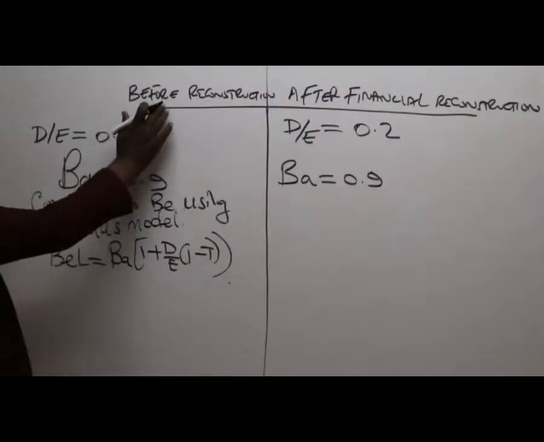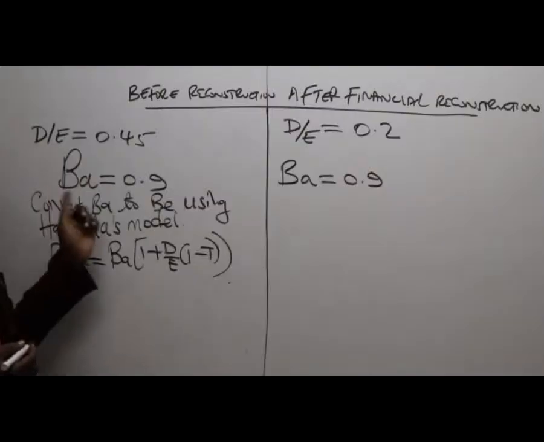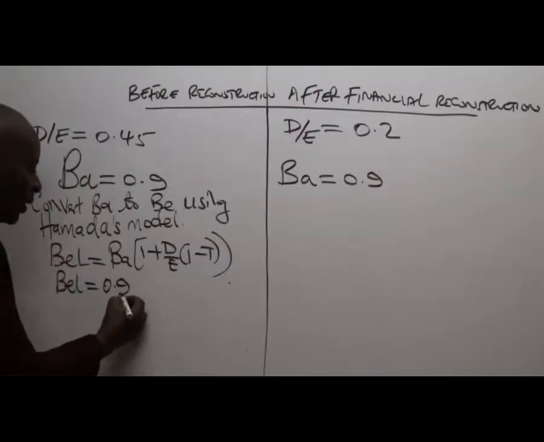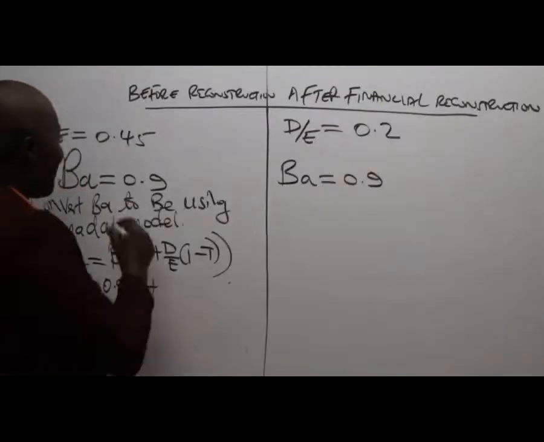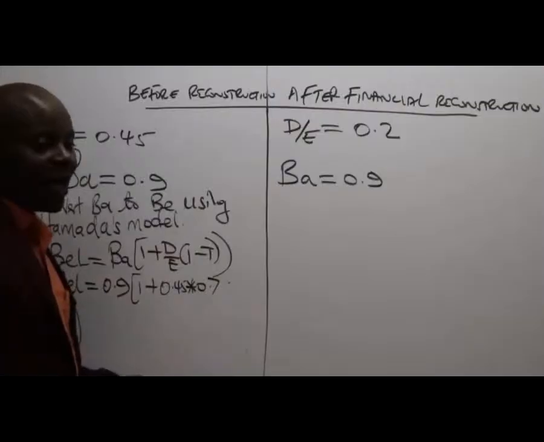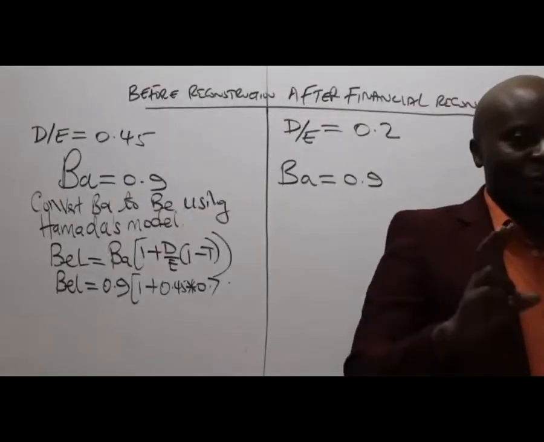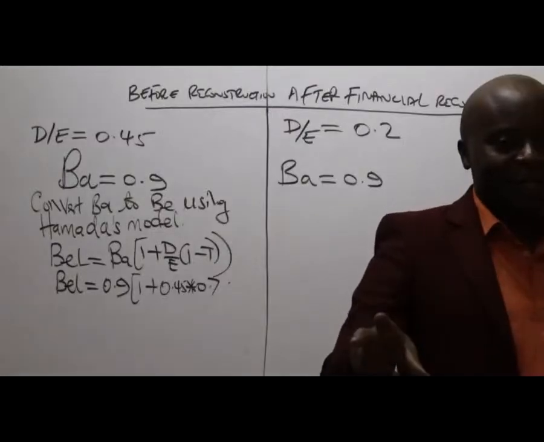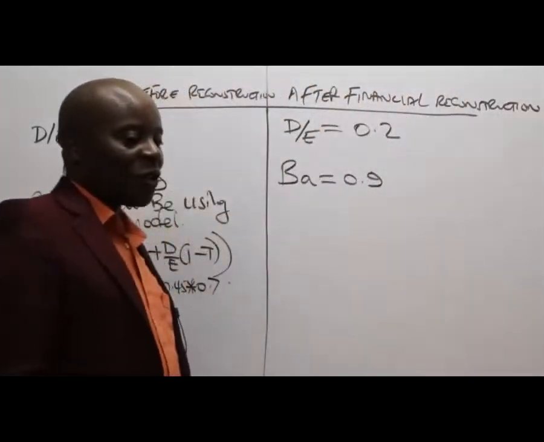So, ladies and gentlemen, for this before reconstruction, could you kindly come and give me the BEL? Remember, beta assets is the same between the two. So beta assets here will be 0.9 into 1 plus. Are you able to see the debt to equity ratio? It's 0.45. It's here. 0.45 multiplied by 0.7. You haven't seen where I got 0.7 from. It's because of 1 minus taxation, and the tax rate given here is 30%. So 1 minus 0.3 gives me 0.7.